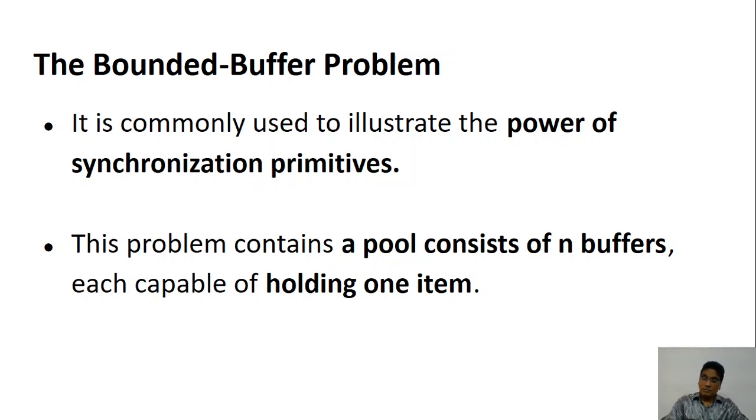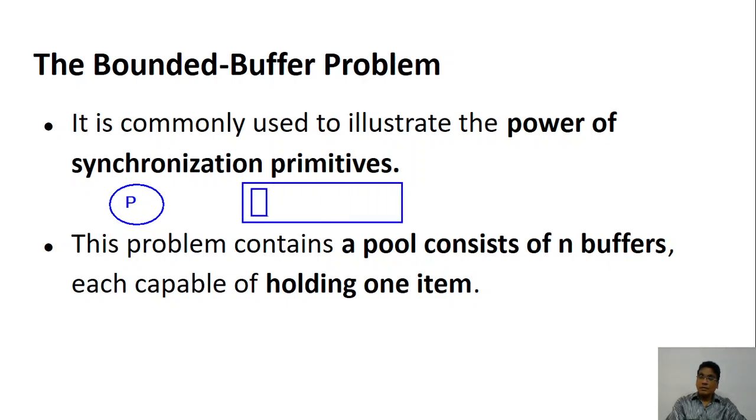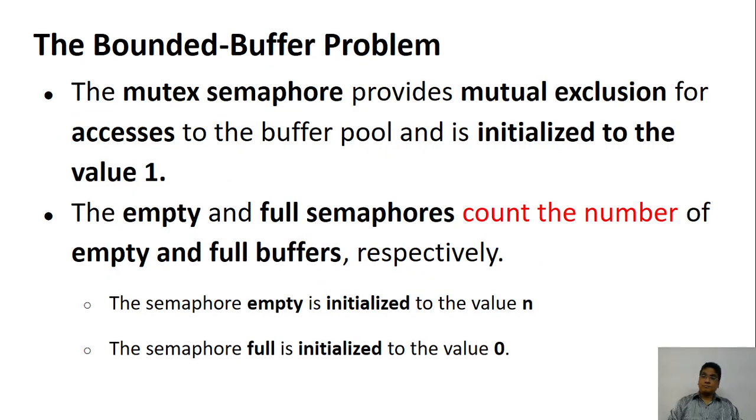We know very well that in a bounded buffer problem we have a producer which produces items, and we have a buffer that can contain up to n items, and there is a consumer who is going to consume the items produced by the producer. The capacity of this buffer is n, so there is a bound on the capacity of this particular buffer. How do we solve the concurrency problem?